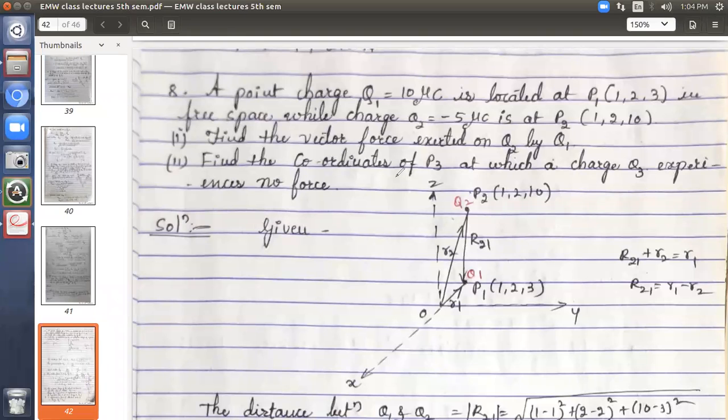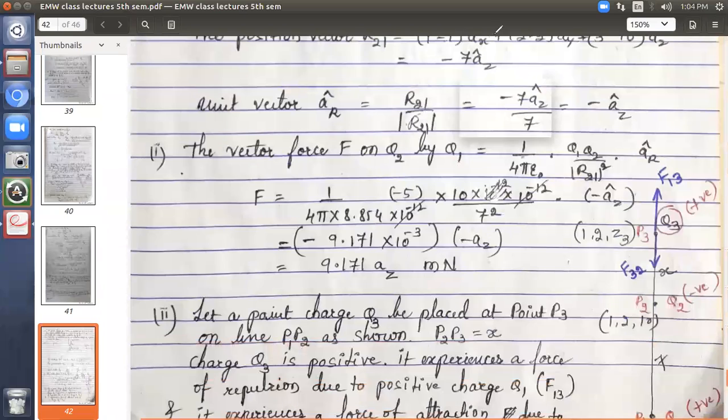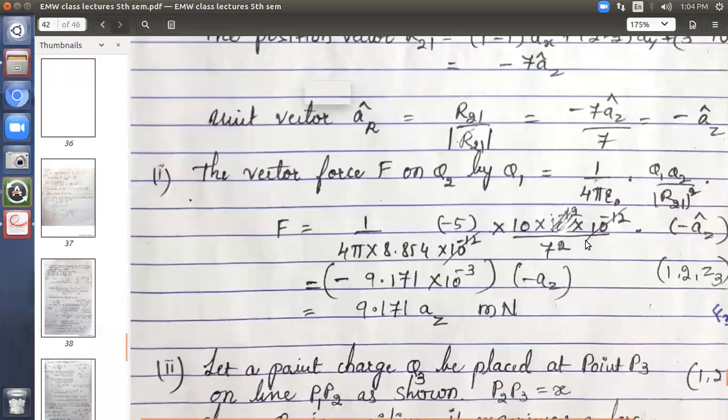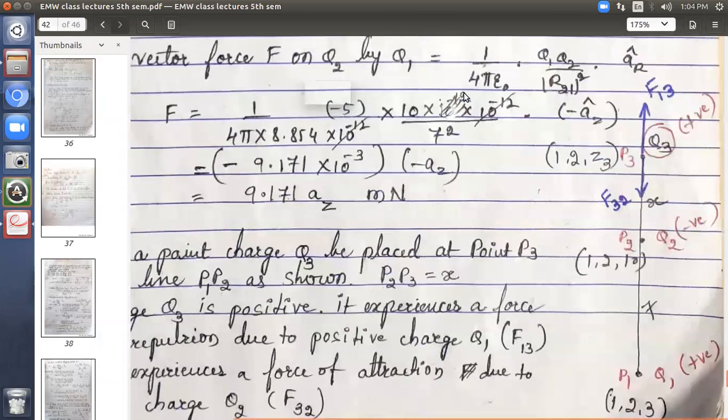Find the coordinates of some point P3 at which a charge Q3 experiences no force. So we should understand what this means. Okay, in order to make you understand this, let me draw it here. I'll show you. Okay, I hope it is visible to you. The same figure I have drawn.